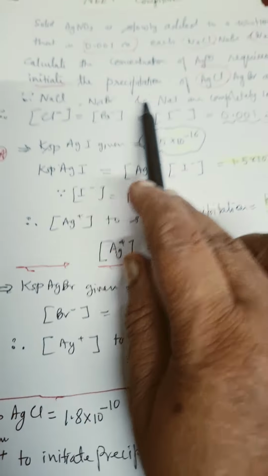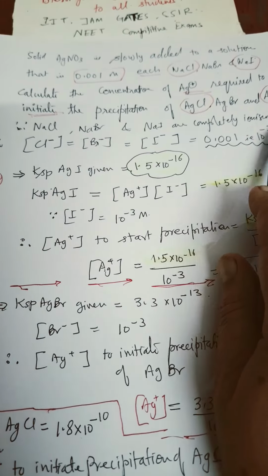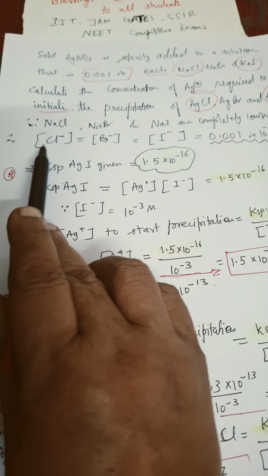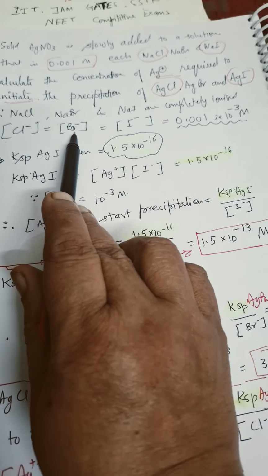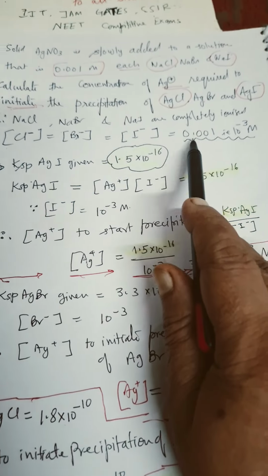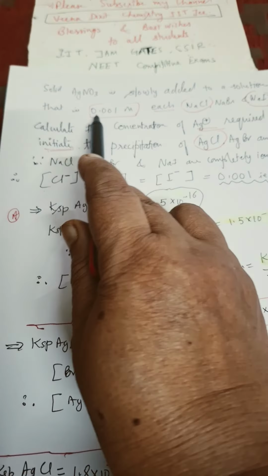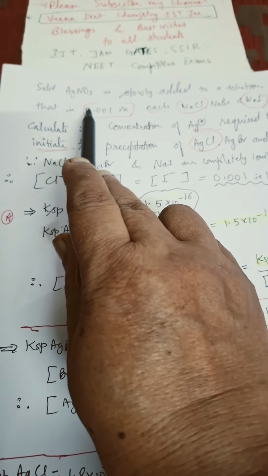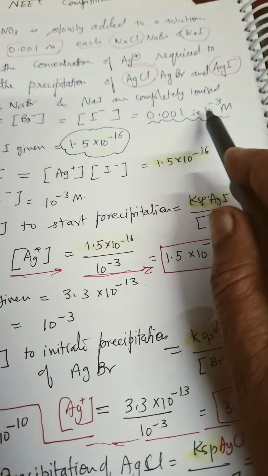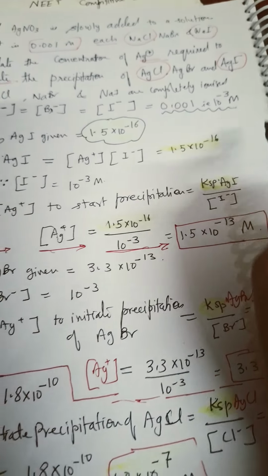Okay, NaCl, NaBr and NaI, all these are completely ionized, strong electrolytes. So the concentration of Cl-, Br- and I- will be 0.001 M, which is given here. I have written 10 to the power minus 3 M instead, so it will be very easy for you.